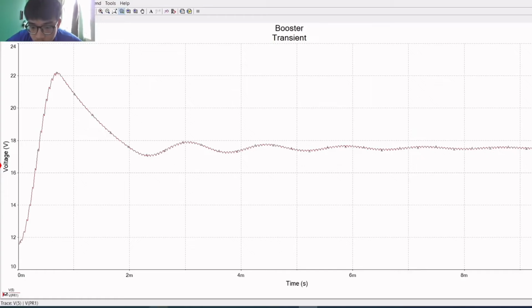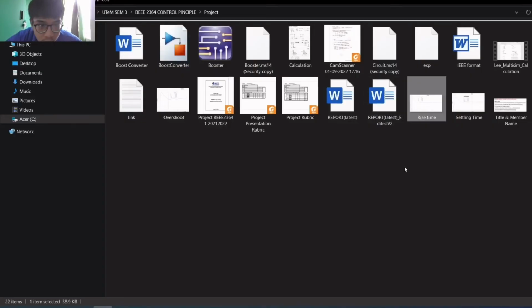the time for it to become the largest value. The overshoot shows you here.